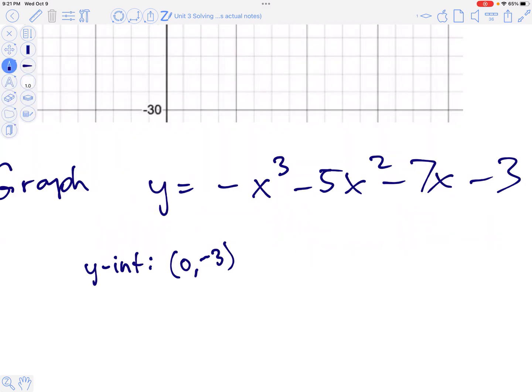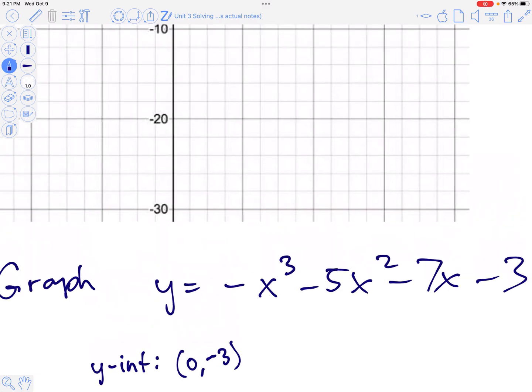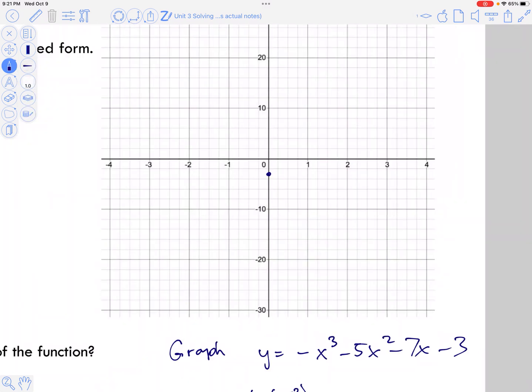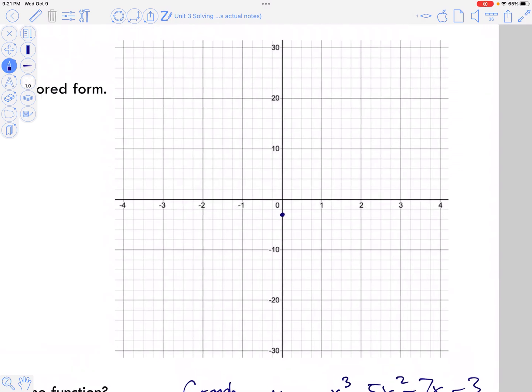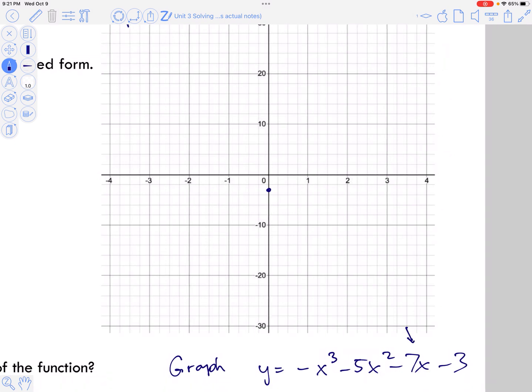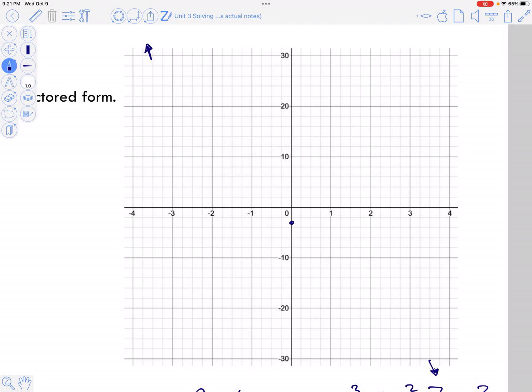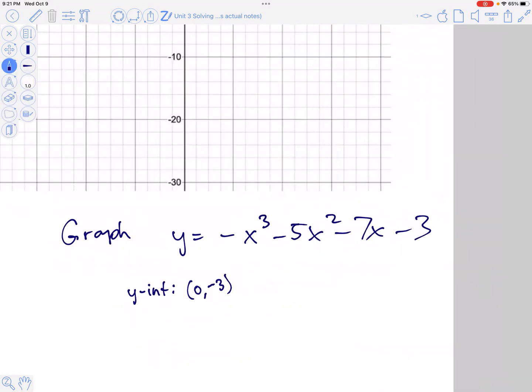Now my end behavior, if you remember, you're going to look at the leading term. So it's odd, so we know that it's going to end opposite. But because it starts with a negative, it's going to have a negative slope when we look left to right. So it'll be like this. So odd, opposite, and then the leading coefficient is negative, which is why it goes from up to down. We're moving in a negative direction overall, okay?